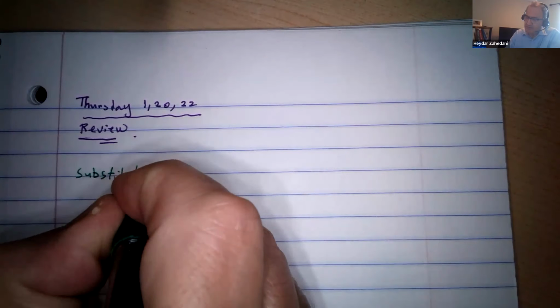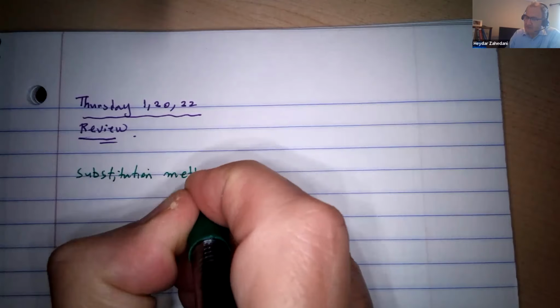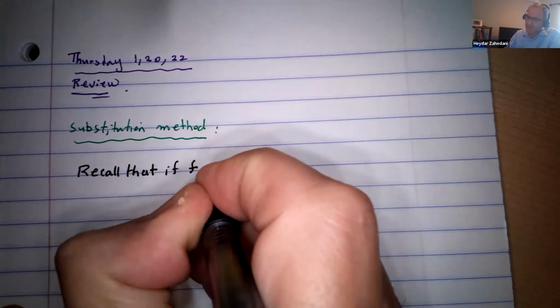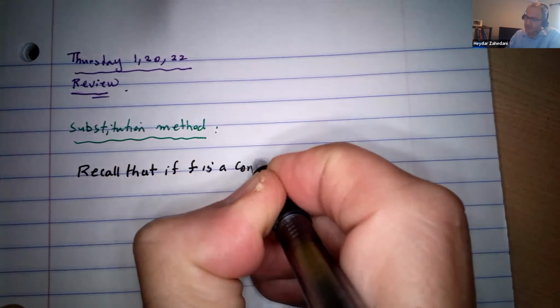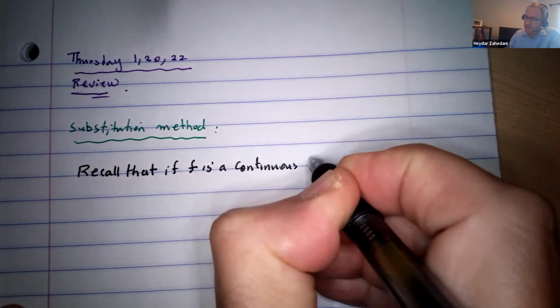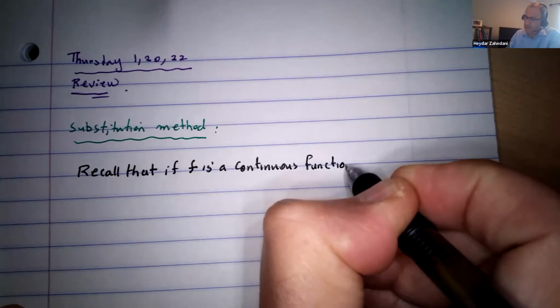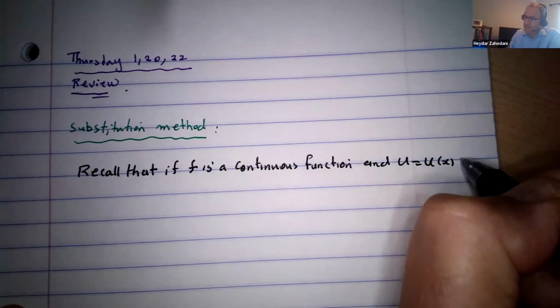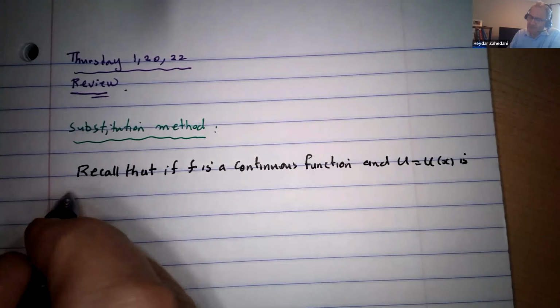So it's going to be the substitution method, or integration by substitution. Just to remind you, recall that if f is a continuous function, and u equals u of x is a differentiable function.